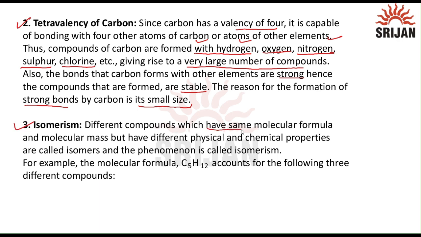Different compounds which have the same molecular formula and molecular mass but have different physical and chemical properties are called isomers, and this phenomenon is known as isomerism. For example, the molecular formula C5H12 accounts for the following three different compounds.